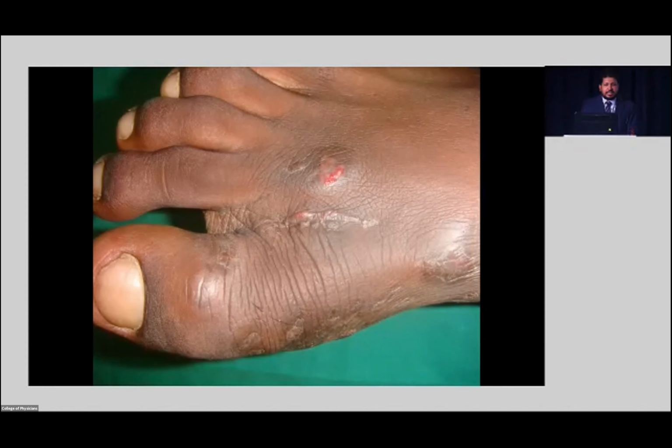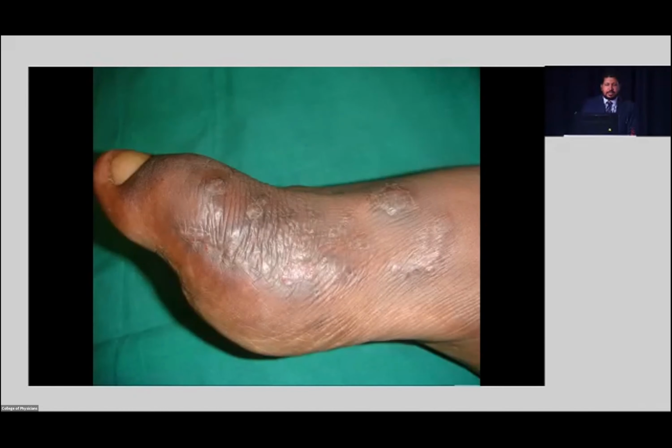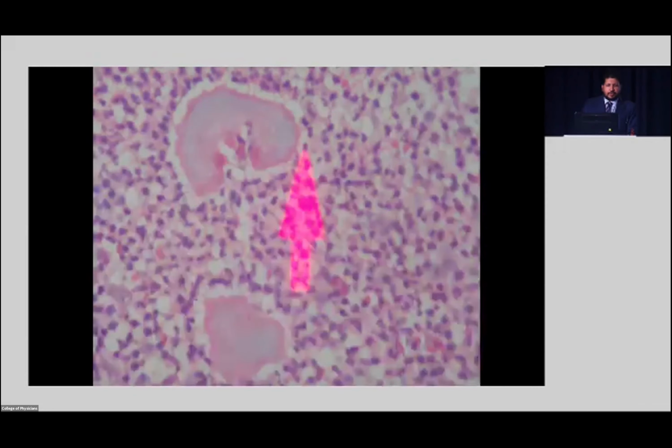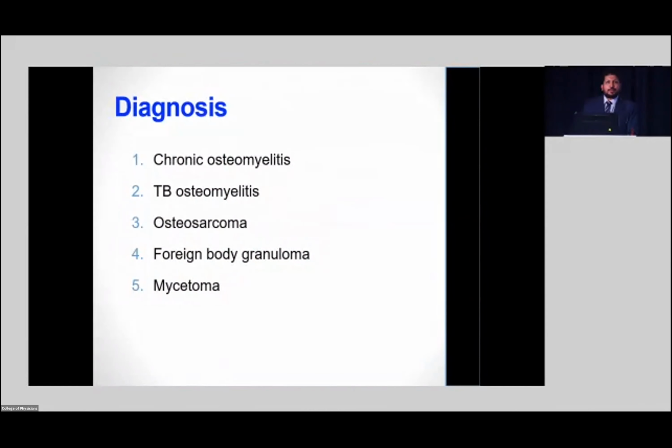So you may be able to appreciate there are some active sinuses which are discharging and multiple old healed scars. So this was his X-ray of his foot. You can see a sclerosis of the bone as well as multiple lytic lesions and a distortion of the normal bony architecture of the involved area. So this is the histology. You can see a diffuse infiltrate of leukocytes and these eosinophilic bodies. So time to start voting. Click the button. Is this chronic osteomyelitis, TB osteomyelitis, foreign body granuloma, or mycetoma?